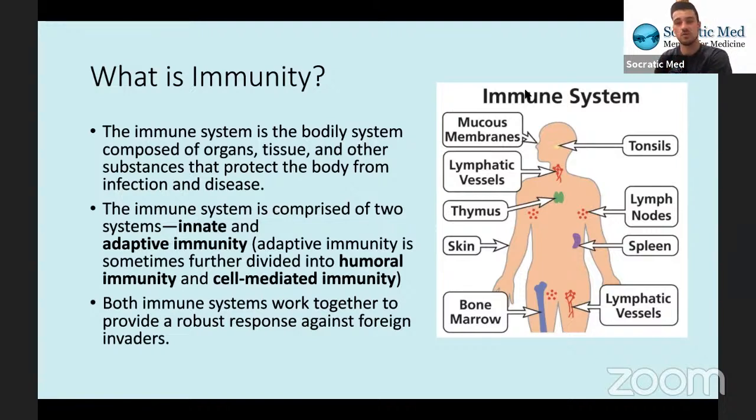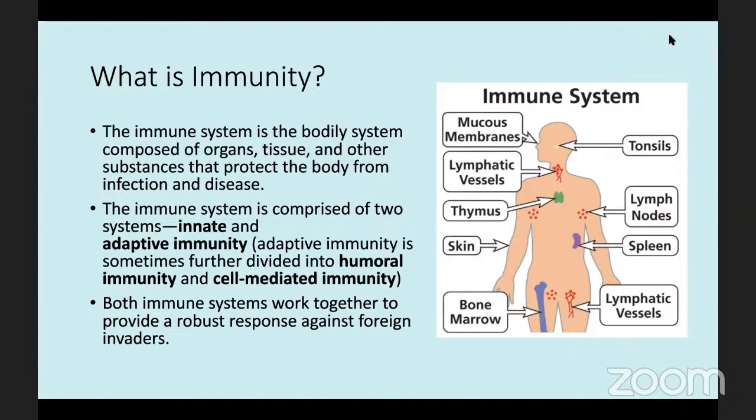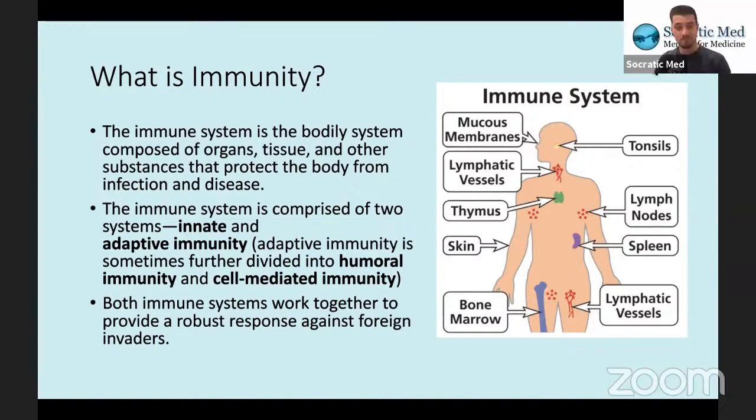Don't get too stressed out over which division is used in which specific resource. Just as long as you understand specifically the components of each, like you understand what the cells are doing, you understand specifically what each job is, you don't really have to worry too much about, oh, is it adaptive? Is it humoral? Is it cell-mediated? So usually when I teach it or when I learned it, I just learned that it was split into innate and adaptive. So that's probably how I'm going to frame the lecture, just within those 2 subsets of the immune system. And both of the immune systems work together to provide a robust response against foreign invaders.